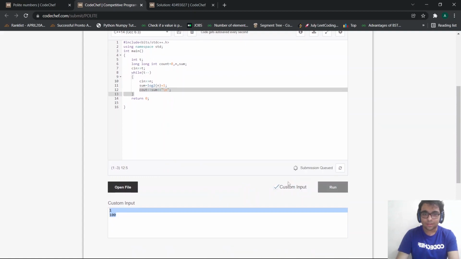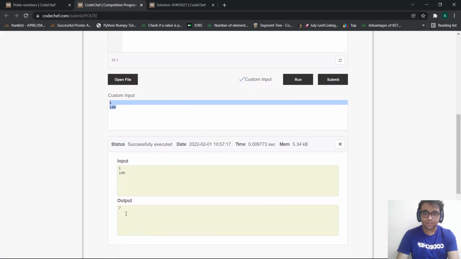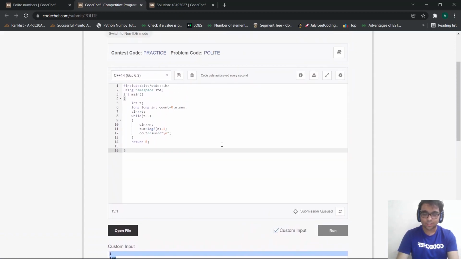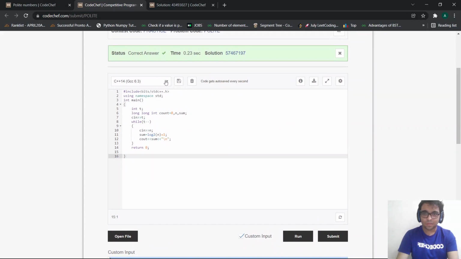Now let us see whether our approach works on the sample test cases. As you can see, we got the correct answer for the sample test cases. Now let us submit our code on the actual test cases and see whether everything is working correctly or not. As you can see, we got the correct answer for this problem and this becomes a valid approach.